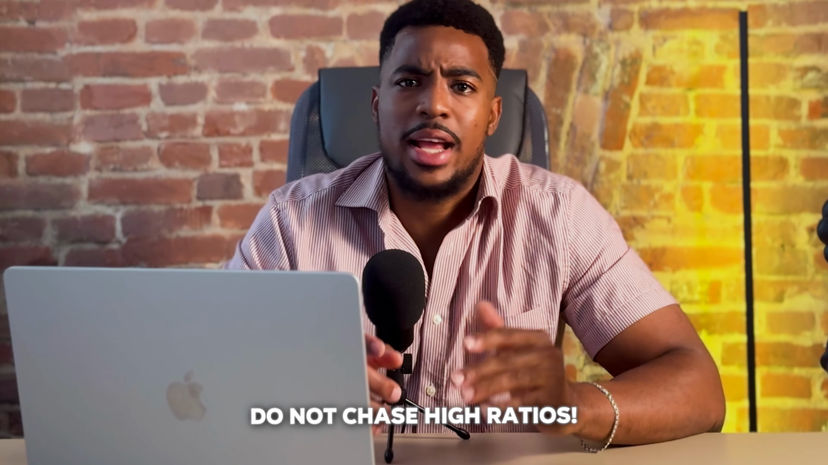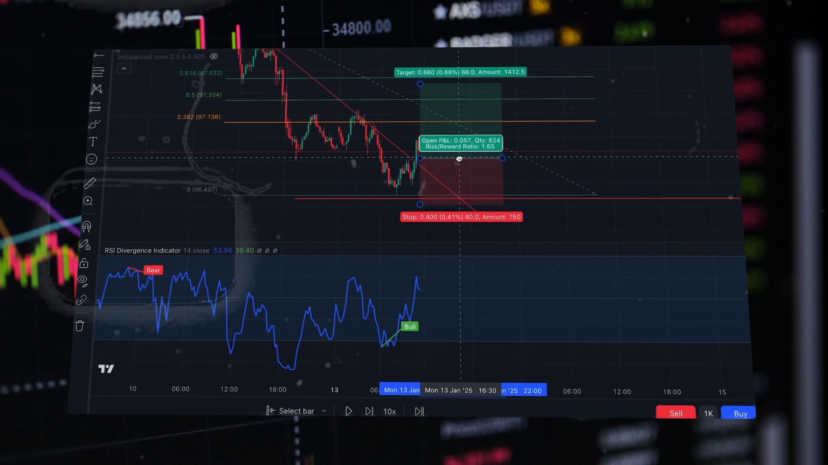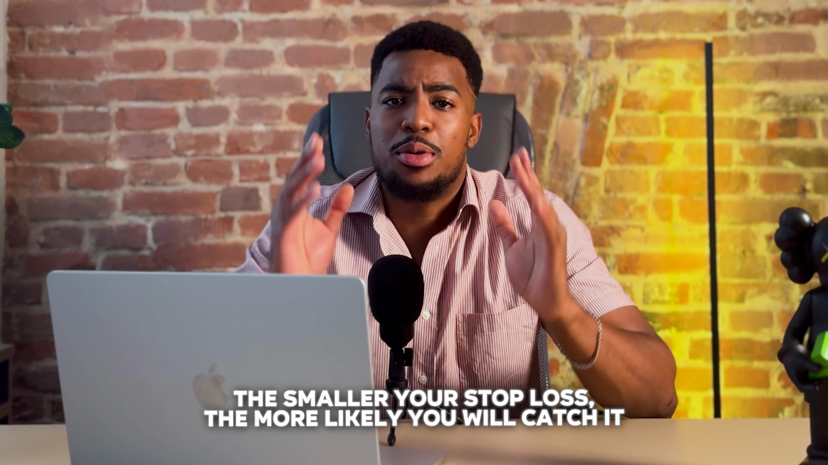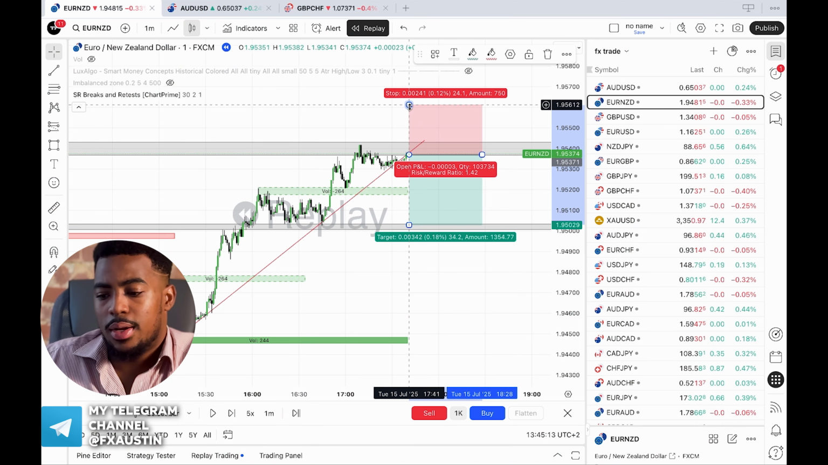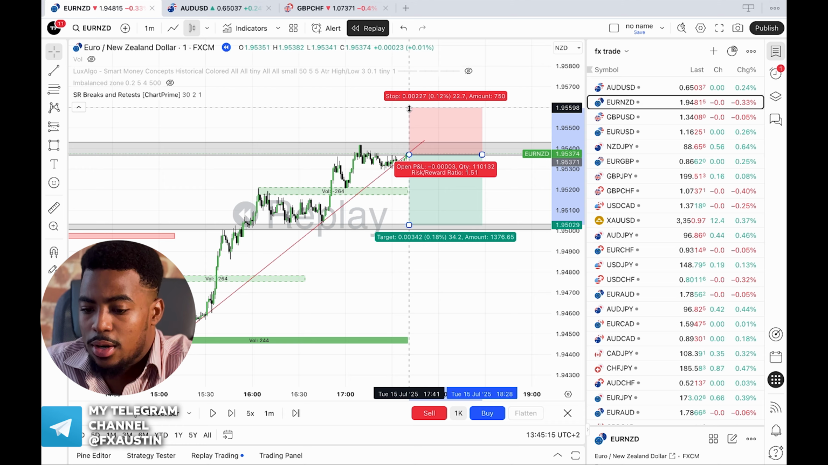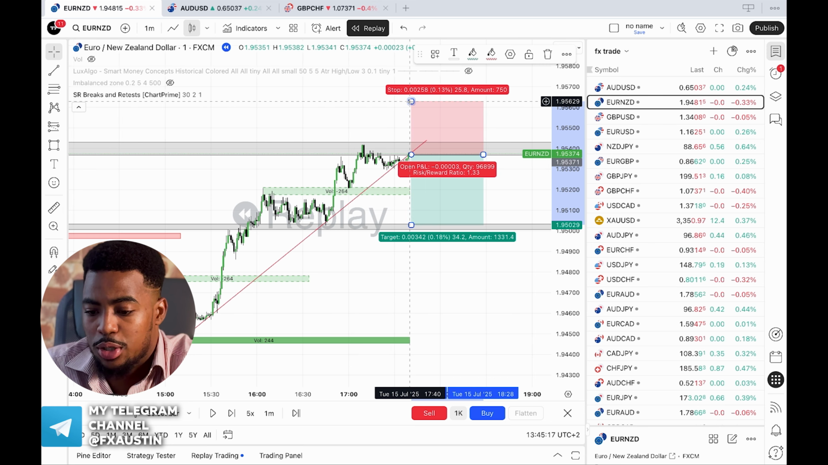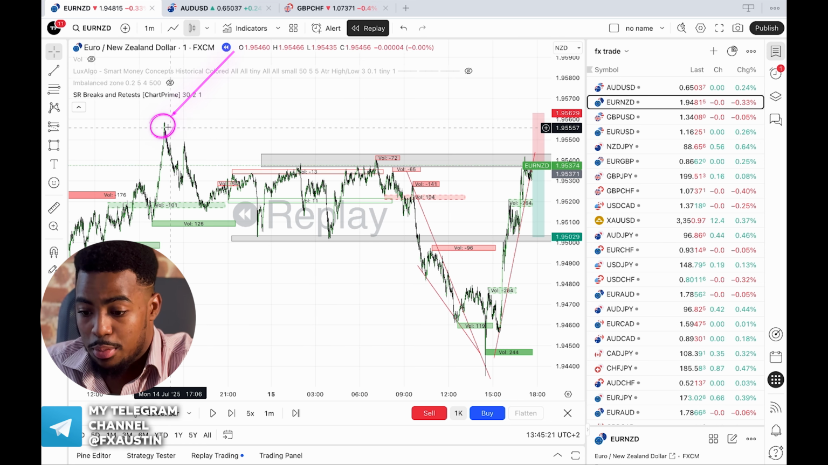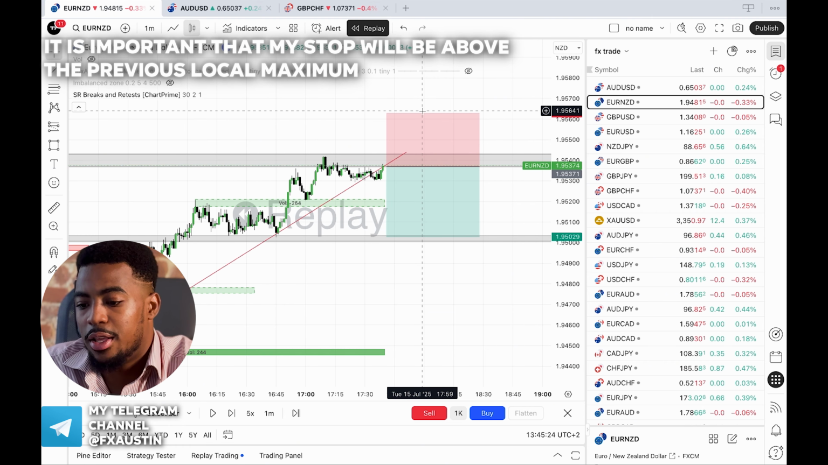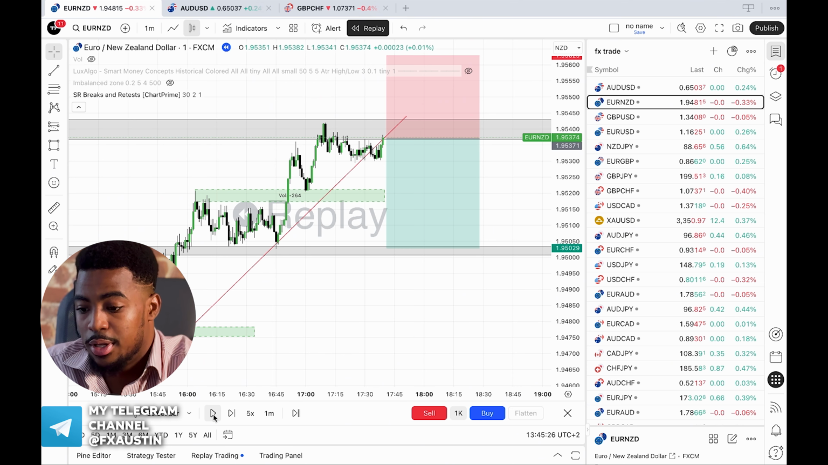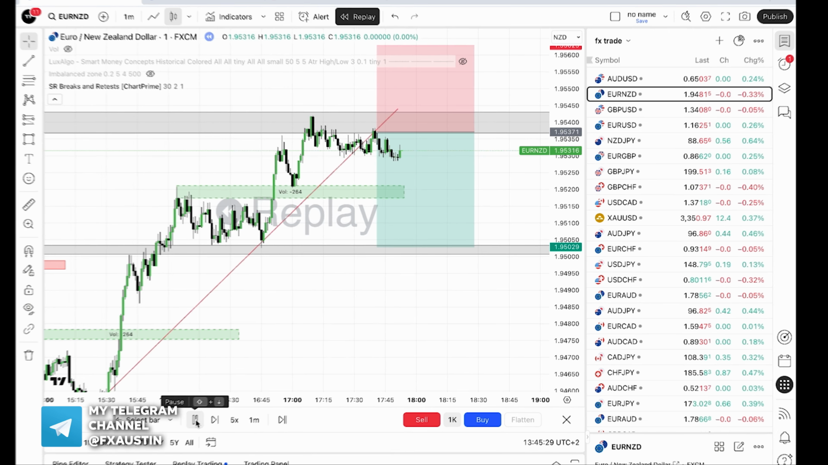One very important piece of advice for beginners: don't chase high ratios like 2, 3, 4, etc. The smaller your stop loss, the higher your probability that you will catch it. Therefore, I can confidently set up a trade with approximately this ratio. It's important that my stop is above the previous local maximum, and here those conditions are met. So let's monitor the trade.